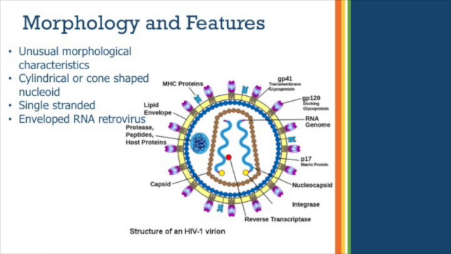HIV has unusual morphological characteristics, like a cylindrical or cone-shaped nucleoid in the mature virion, which is what you see in the middle of the picture. It is a single-stranded enveloped RNA retrovirus. The picture here shows in detail the different features of the HIV virus, like the lipid envelope, MHC proteins, and the reverse transcriptase.